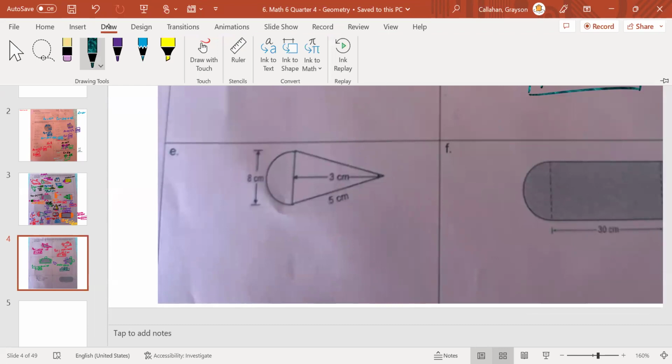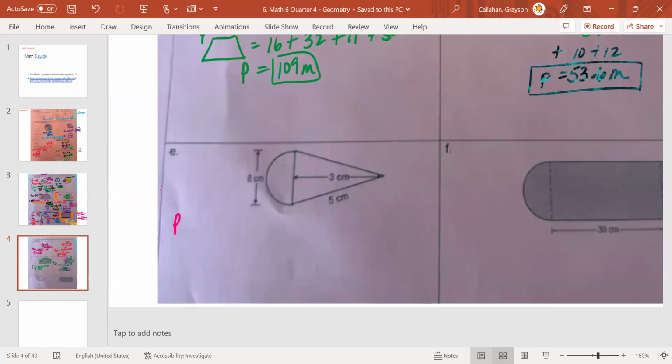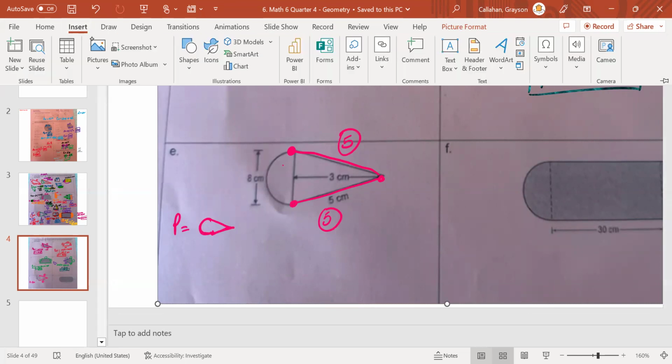So let's take a look at E. So for E, the perimeter of this weird shape, it looks like an ice cream cone on the side, doesn't it? This side to this side is what? 5, right? This side to this side is what? I think it's also 5. It doesn't have the little tick mark, but I'm assuming it's 5. Maybe. Although, let's check, okay?